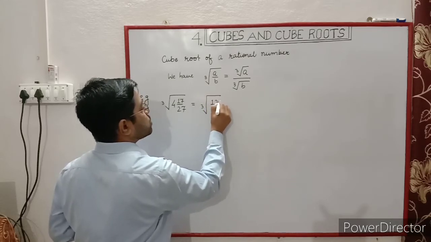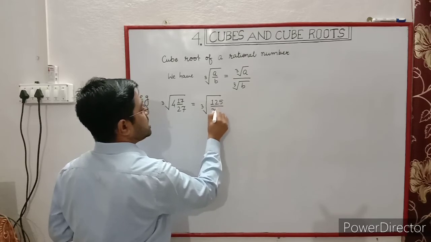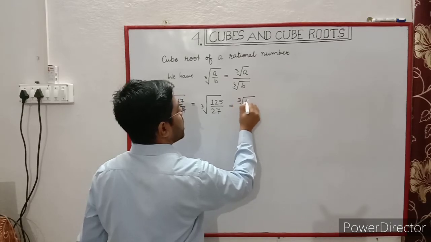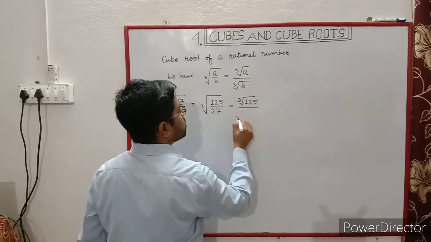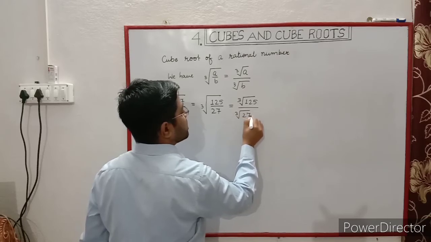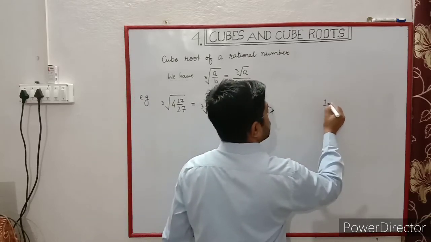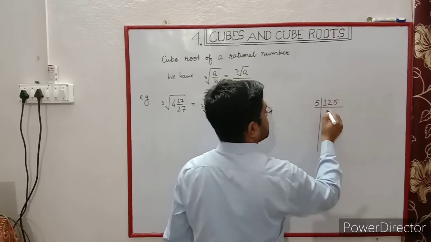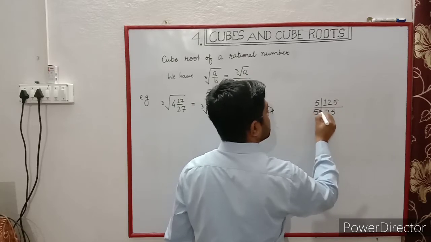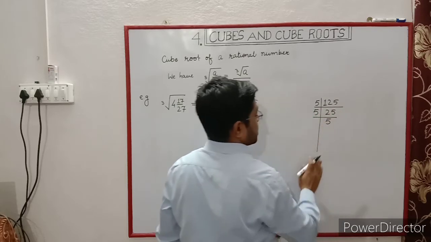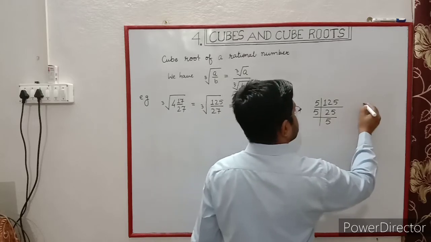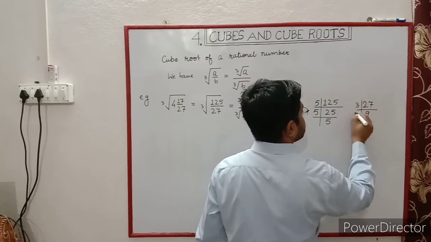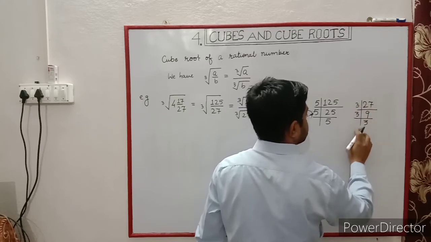So 125 by 27. So we can write here cube root of 125 by cube root of 27. Now prime factorization of 125, divide by 5, 25, again divide by 5, 5. Prime factorization of 27, divide by 3, 9, divide by 3, 3.